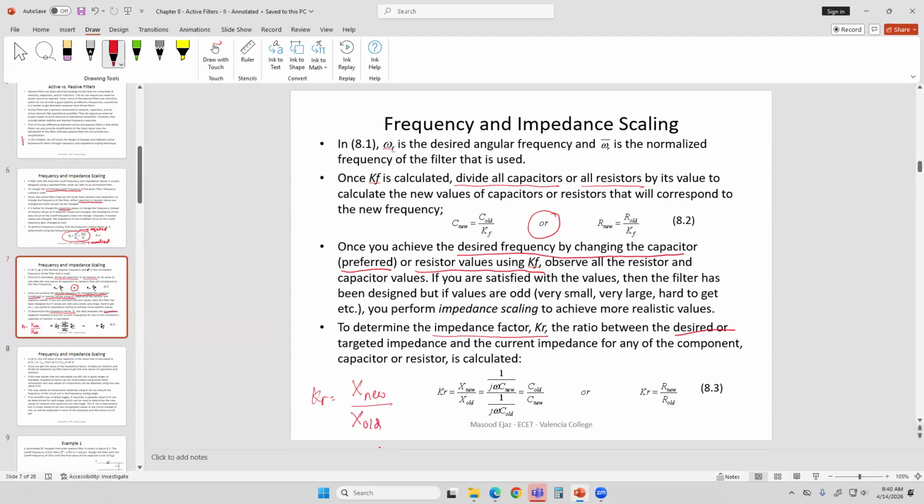You have to do this for both the resistors and the capacitor. You calculate Kr from one, and then you change both values by multiplying or dividing. Kr is R new over R old. So it's the same thing as Kf. Kf is also the new frequency over the old frequency. And Kr is the new value of the impedance or resistance over the old value. Old value means in the last step that you had.